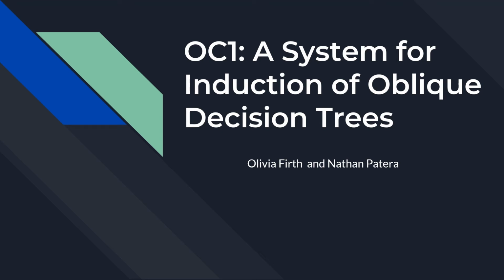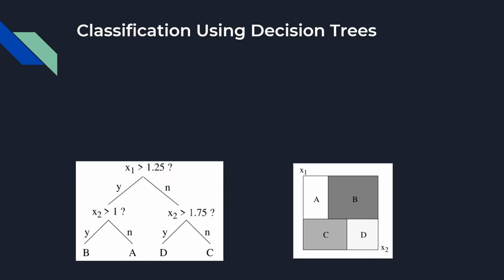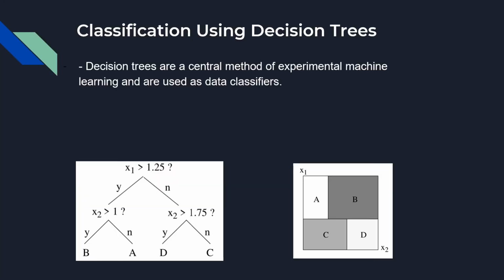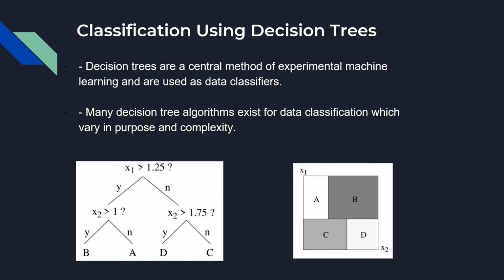In this video, we will discuss the OC1 algorithm, which is used to perform classification with oblique decision trees. Decision trees are a central method of experimental machine learning and are used as data classifiers. Many decision tree algorithms exist for data classification. Some common examples include CART and ID3.